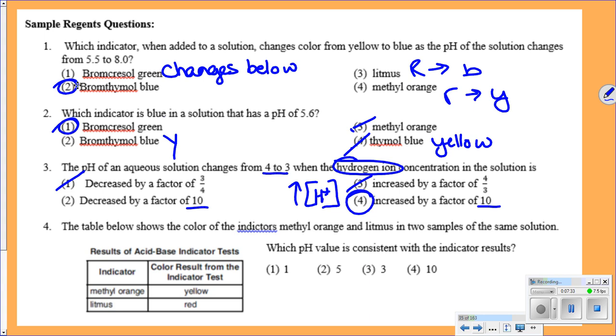And the last one, we've got some indicator information there. The fact that methyl orange is yellow tells me that at the very, very least, my very least possible pH is going to be 3.1. Based on litmus, my very highest pH possible, because it's red, is 8.3. So my pH would need to be somewhere between those numbers. So tomorrow in class, we'll get a little bit more practice with using Table M in a lab setting.